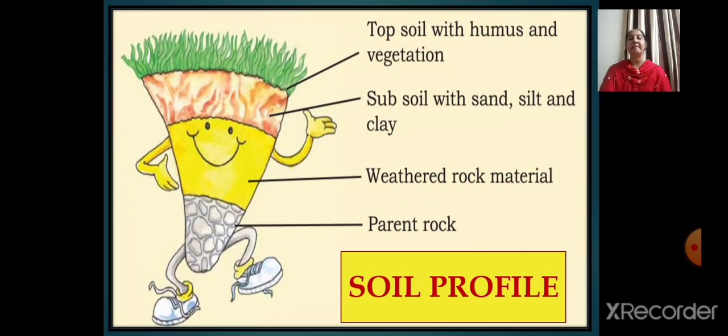Now children, here you can see the diagram that has been given to you of the soil profile. It shows you the different layers. See, from the bottom it's the parent rock first, then the weathered rock material, then the subsoil with sand, silt and clay, and at the top you have topsoil with humus and vegetation. I have asked you to draw this diagram in your assignments also, right? So all the 4 layers should be visible properly while drawing the diagram of the soil profile, and you need to label it properly also.